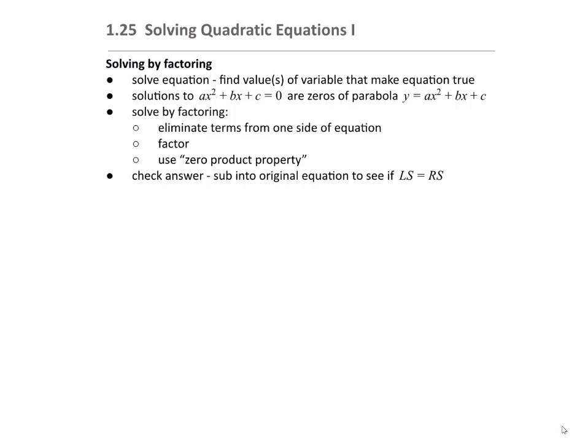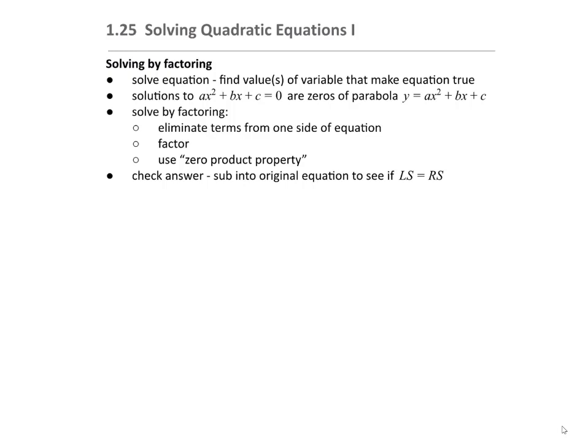This is basically a review of what we did at the beginning of the year, except now we're including quadratic relations instead of just linear relations. So the solutions to ax squared plus bx plus c equals 0 are the zeros of the parabola. So you're going to need to factor the formula.